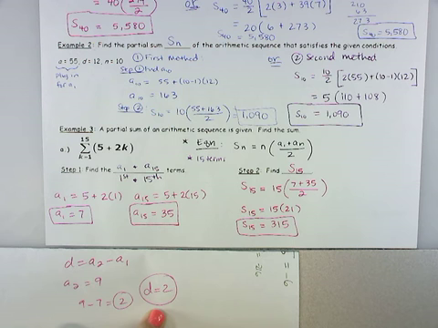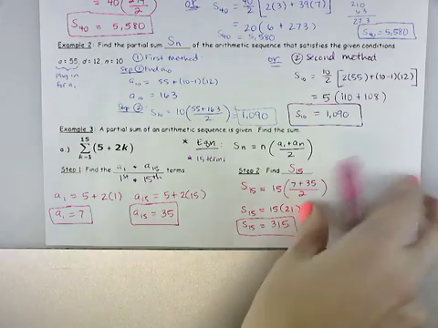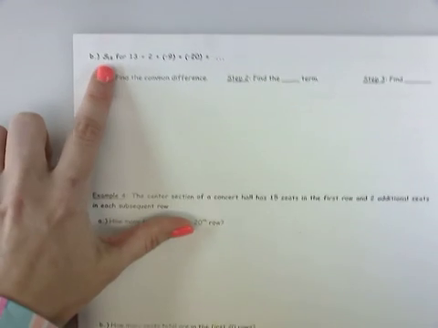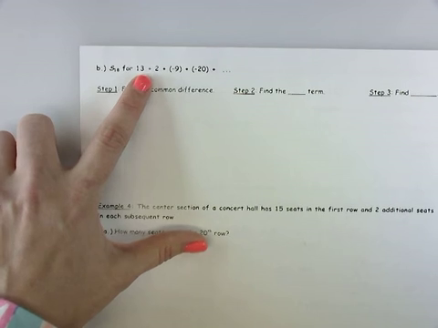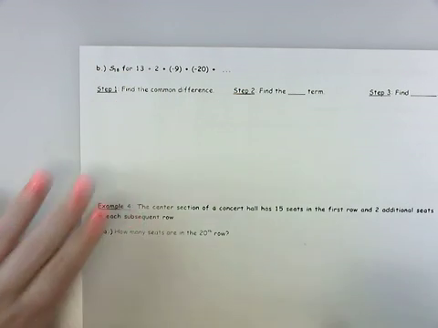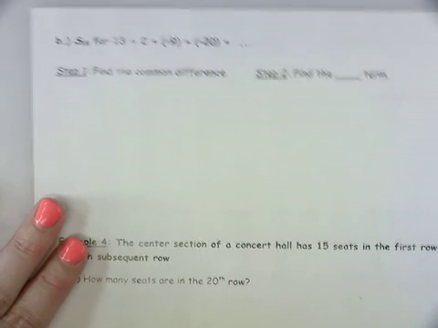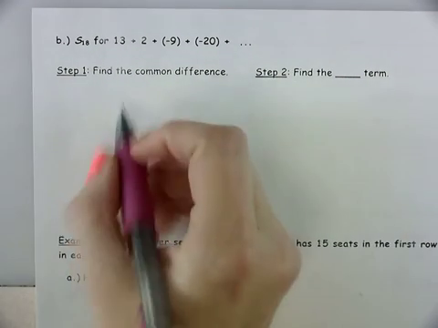So the rate of change is the slope. So that's what your difference is going to be here. Okay, and then let's flip it to the back. For part B, it says S sub 18 for 13 plus 2 plus negative 9 plus negative 20. See how I nicely wrote out the steps for you here? That way when you're doing your homework later today, you can go back and follow those steps.